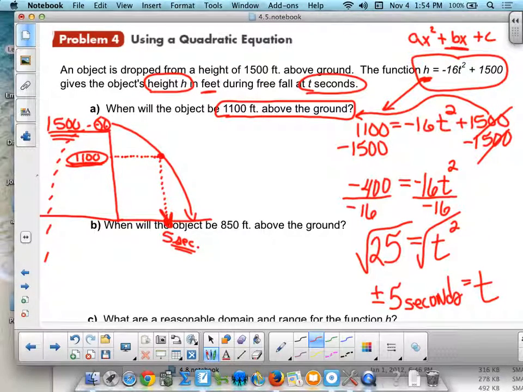On the other side of the parabola, it actually falls right there. That's what the negative 5 stood for. But in this problem, only the 5 made sense. When will the object, the ball, be what? 853? No. Your notes don't say that. Your notes say, when will the object hit the ground? When it hits the ground, what's the height? 0. Plug 0 in, solve it.